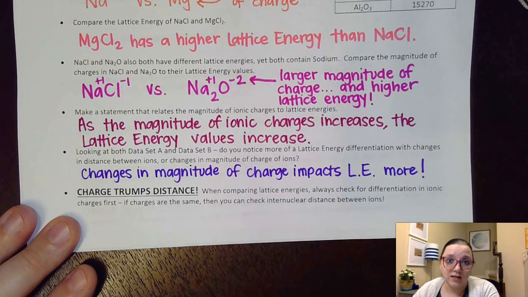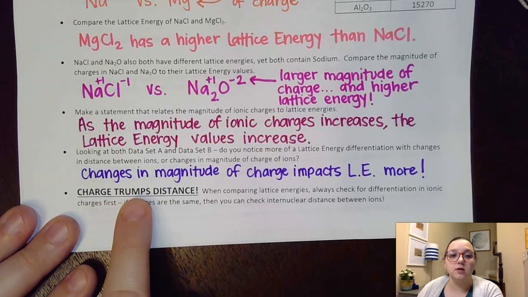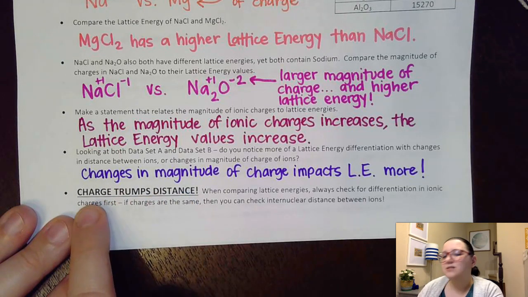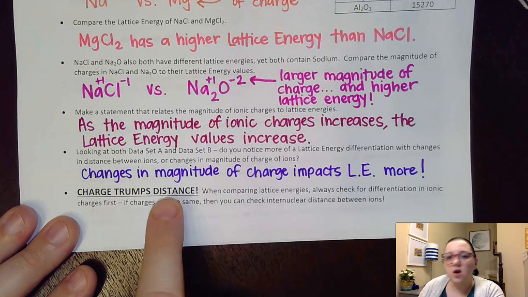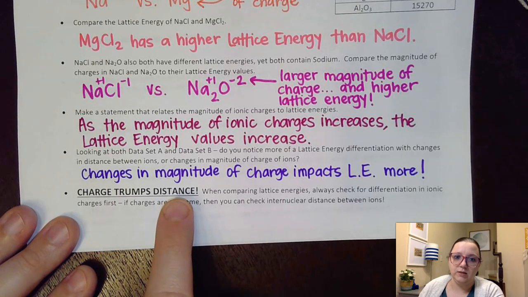Now, there's a saying I like to use for this. When I'm thinking about lattice energy, charge trumps distance. What that means is that the charges, those magnitudes of charge, are way more important in determining my lattice energy value than the internuclear distance is going to be.